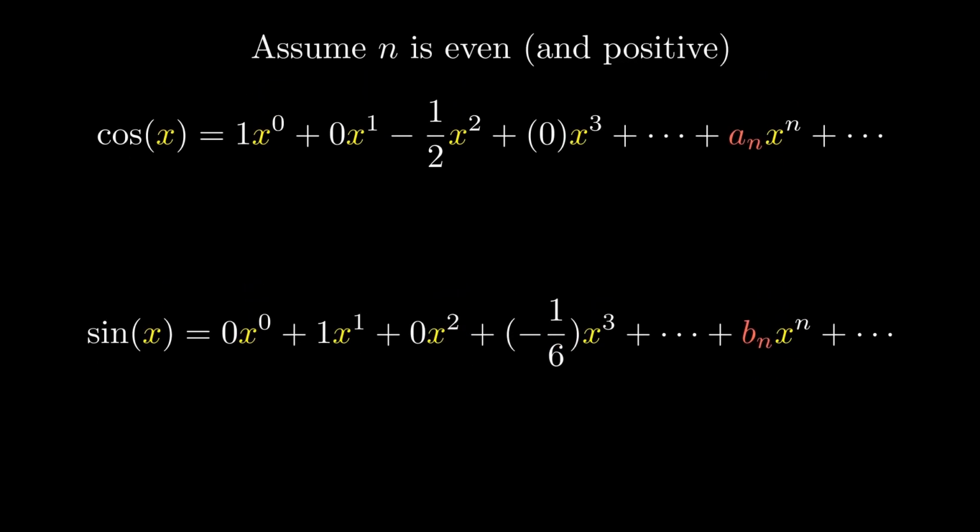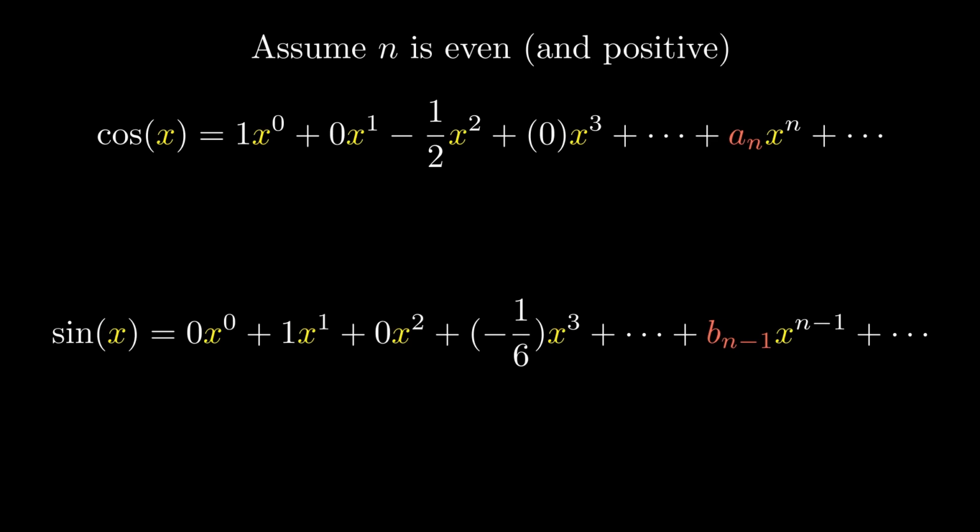We'll now consider the case where n is even and look to find the nth term of the cosine expansion and the n-1th term of the sine expansion, as the odd terms of the cosine expansion and the even terms of the sine expansion are always 0.